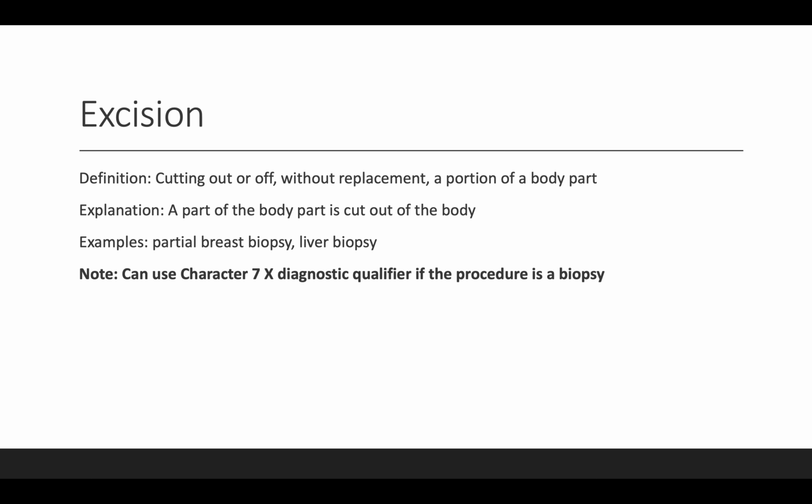Next is excision, a very common root operation. We use this very often. The definition is cutting out or off, without replacement, a portion of the body part. Notice it says portion, not the entire body part. The explanation: a part of the body part is cut out of the body. Examples: partial breast biopsy, liver biopsy.